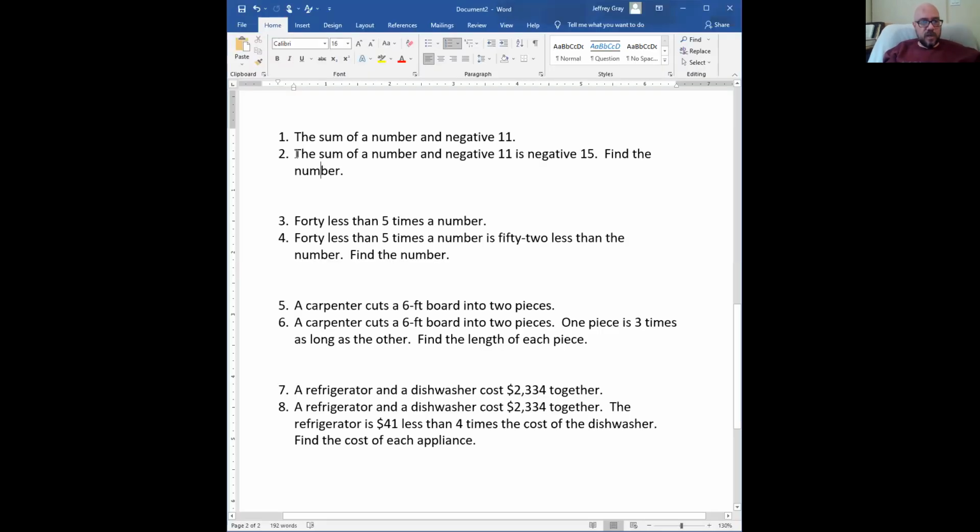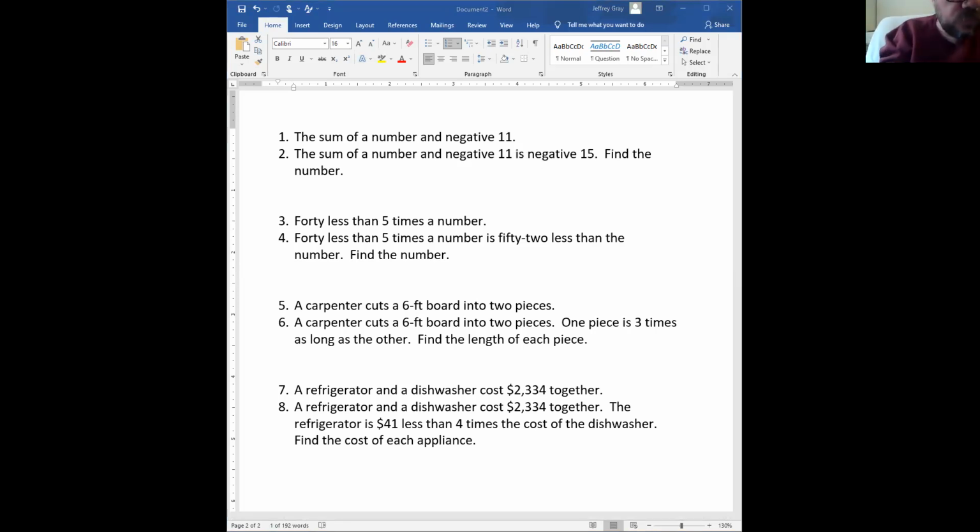On the other hand, this: the sum of a number and negative 11 is negative 15. And then I have another sentence saying find the number, right? So what I'm looking for here is I see the word "is". That tells me that I have two expressions on either side of the "is". On the left side, I have the sum of a number and negative 11, which I know is x minus 11. And on the right side, I have another expression that just says negative 15. So a number is an expression. It's a very simple one, but it is one. And so I'm going to start with an equal sign here. On the left side of it, I'm going to put my expression that I got there, and on the right side, I'm going to put the other thing.